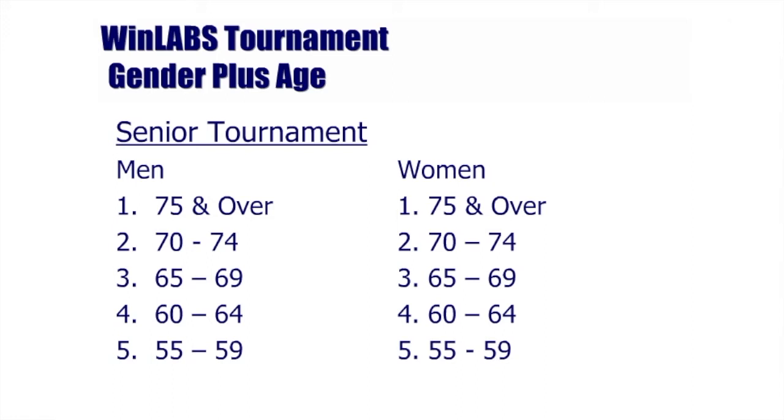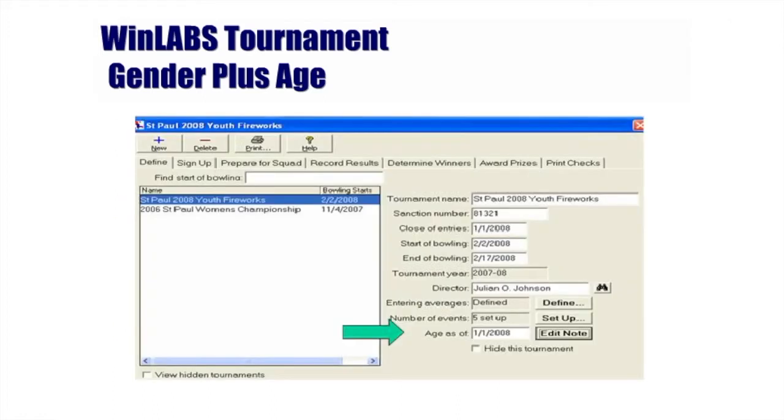WinLABS will separate teams or bowlers by gender first, then by their age. On the Define tab, there is an Age As Of field. Whenever you have an age-based divisional tournament, you need to enter a date that will be used to determine the bowler's age. If this field is left blank, ages will be determined on the date that they are added to the roster, which would be different for different entries. Youth tournaments should use August 1st of the previous year. Other tournaments usually use the date that the tournament begins.